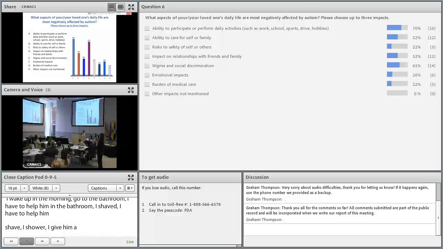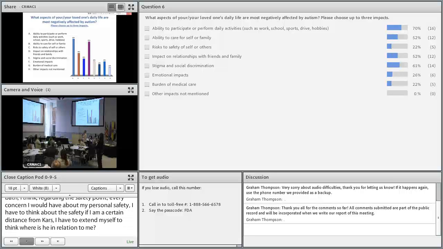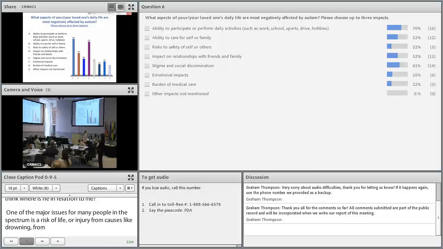One of the major issues for many people on the spectrum is risk of life or injury from causes like drowning, from being in traffic, hit by cars, and Kylie can certainly talk to this because there are some studies on this, but this is one of the constant worries of parents, that you will turn around and your child will not be near you, and you will be going to the police and saying to the police, there is a missing young man, and you will be crazy.